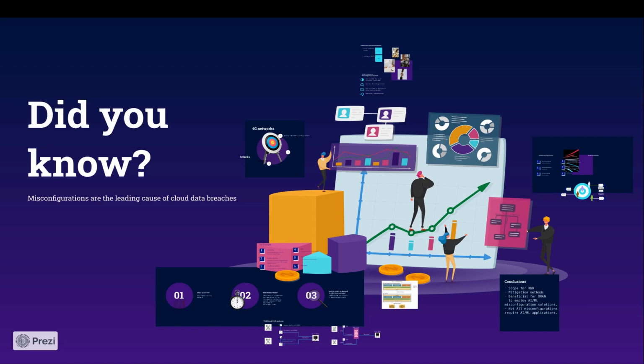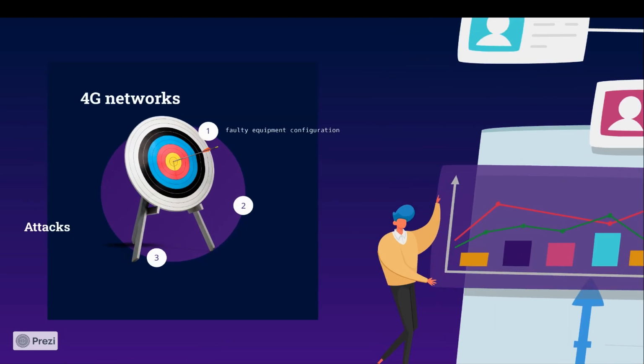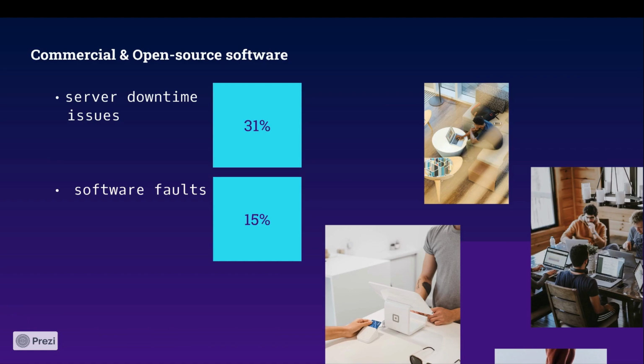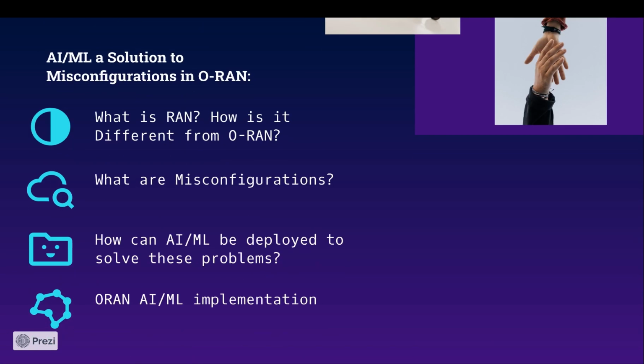Did you know that according to a recent report by Mavener, misconfiguration is the leading cause of cloud data breaches? Another study by Positive Technologies found that 1 in every 3 successful attacks on 4G networks is caused by faulty equipment configuration. In the context of commercial and open source software, a researcher found that misconfiguration accounted for 31% of server downtime issues, compared to 15% for software faults.